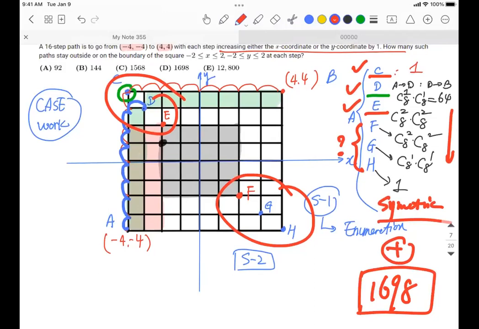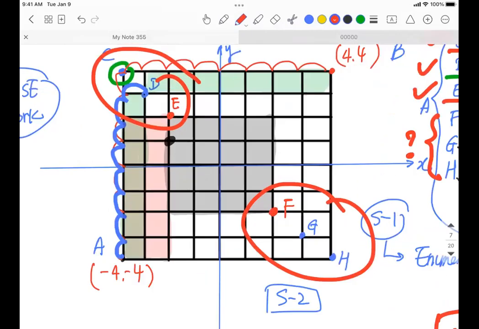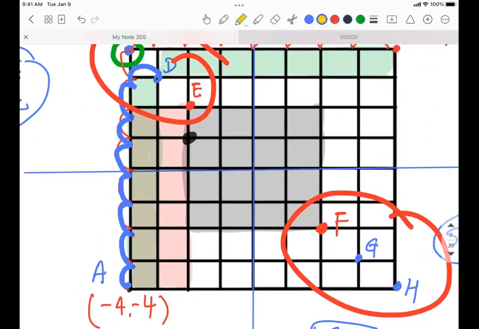So Louis got a question. Why is it 8 choose 2? It's not 7 choose 2. Yeah, because there are 8 steps taking from A to E. I'll walk you through. 1, 2, 3, 4, 5, 6, 7, 8. There are 8 steps to go from A to E in total. You need to choose 2 of them to go to the east.